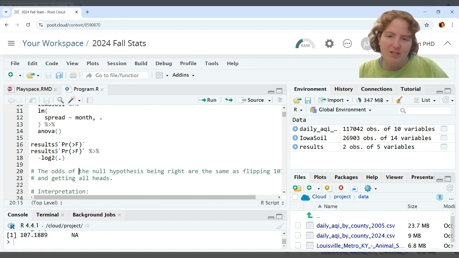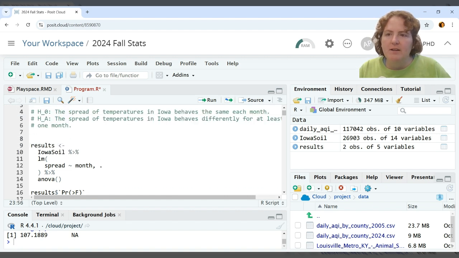And so the odds of the null hypothesis being right are the same as flipping 107 coins and getting all heads. To which we say, no. So if my null hypothesis is definitely not right, then I go to the alternative. The null hypothesis is rejected.